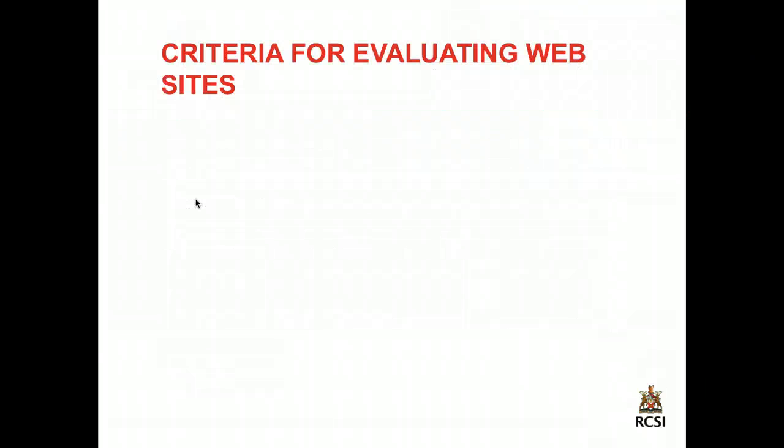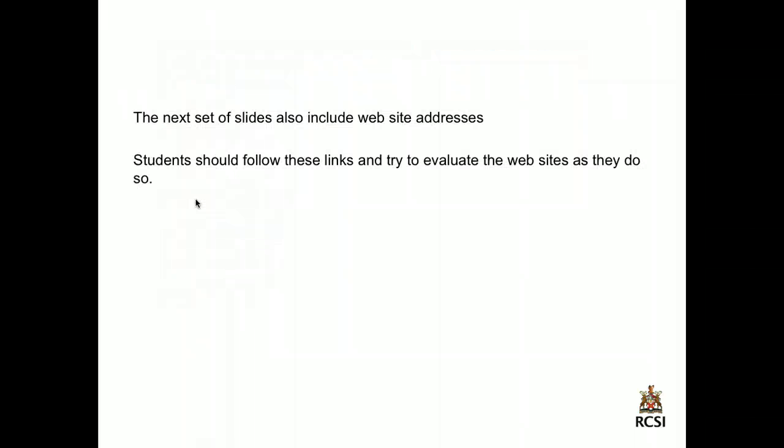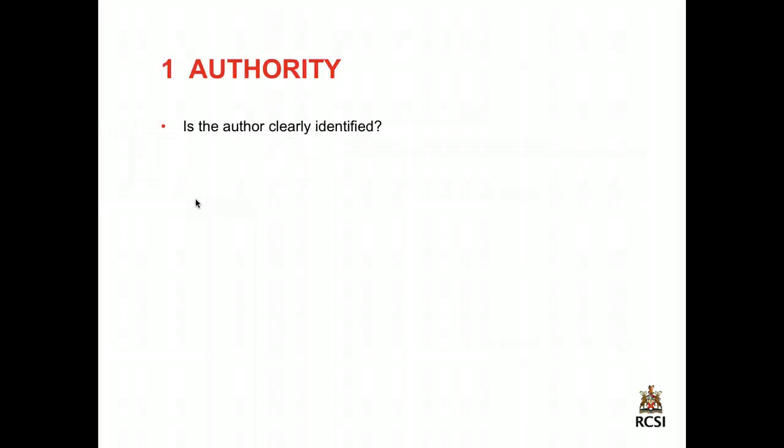So let's look at the criteria for evaluating websites. I have outlined 6 in total, and it is a mix of these 6, and we'll go through each of them in turn with some examples. Authority, accuracy, objectivity, coverage, currency, design. To illustrate the point, in the next set of slides there are links in them. So please take a little time as you go through this and look at the websites that I describe to you, and take a look at how you might evaluate them, as I'm making some judgments and you can make them too.